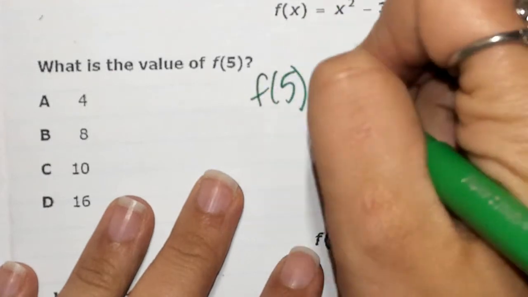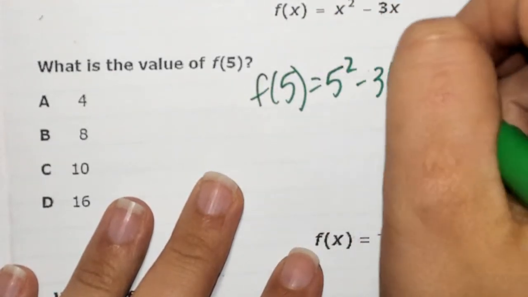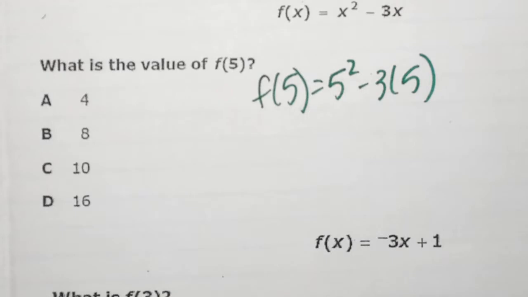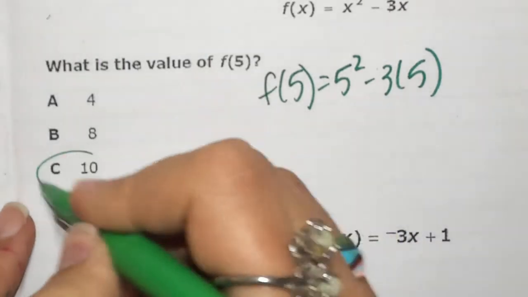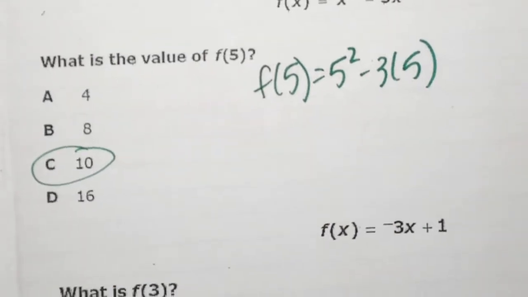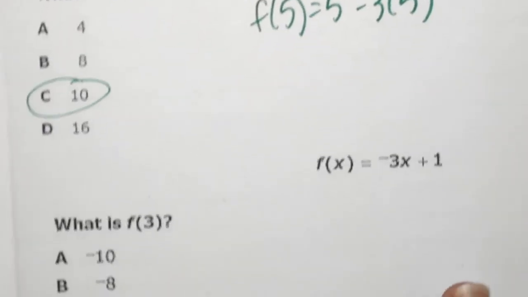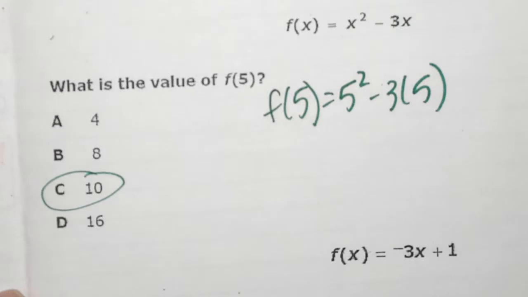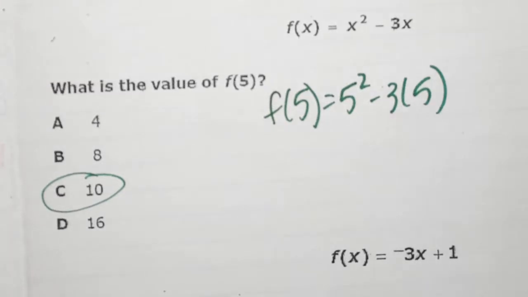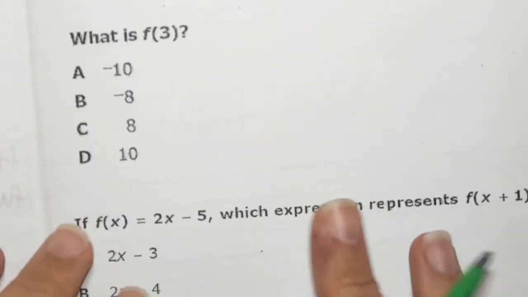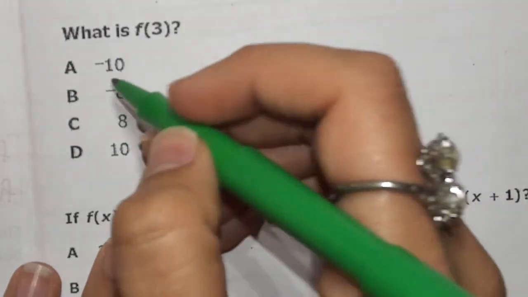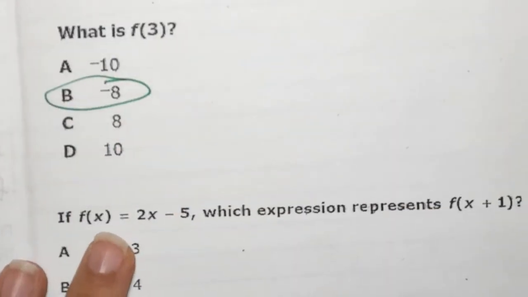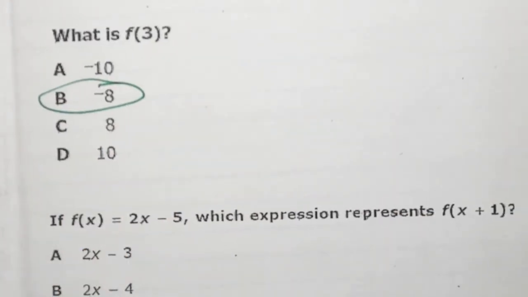Wait, I'm stuck on the last. What'd you get for the first one? C. What'd you get for the next one? B. I got B. We're still waiting on Connor. And the next one? B.